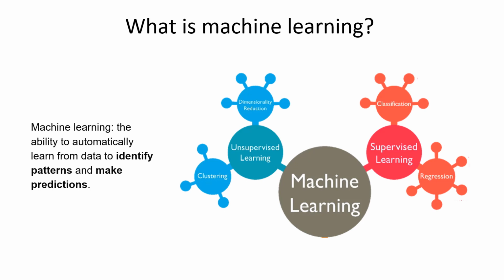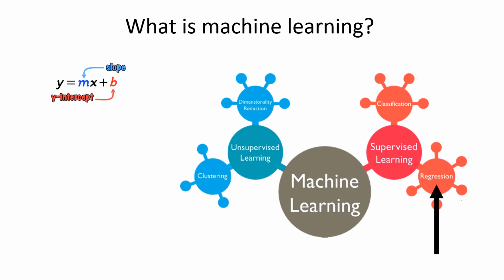First, let's define what we mean by machine learning. There are many definitions, but I like this one for its simplicity. The ability to automatically learn from data to identify patterns and make predictions. The diagram on the right presents the most commonly used classes of machine learning methods.